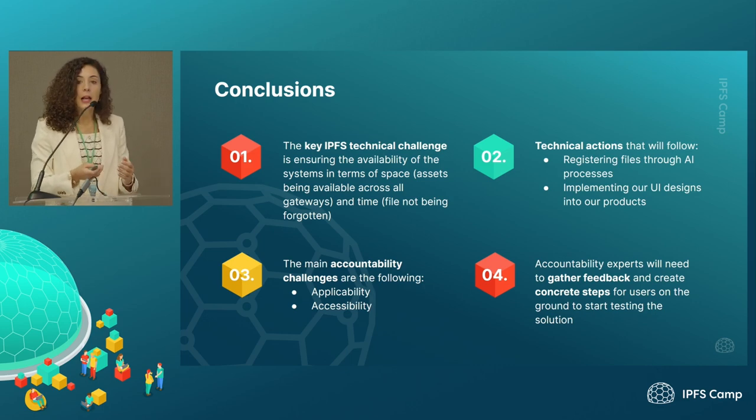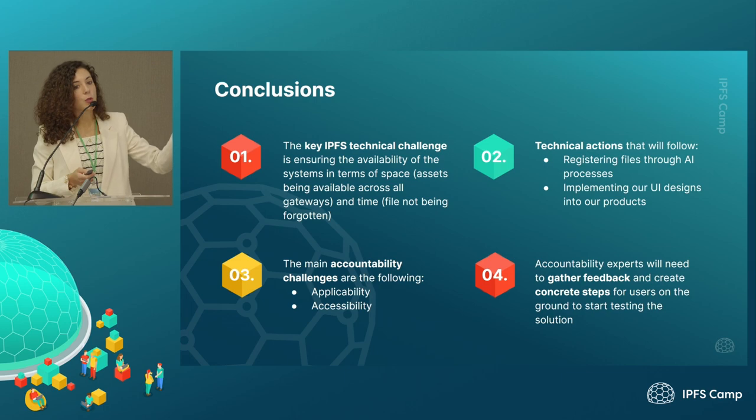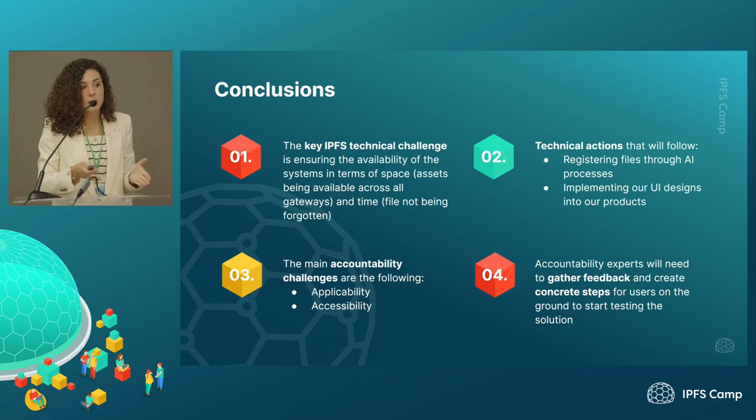Also, some technical actions that will follow, as you can imagine: we want to register the files not only in the moment of creation, as close as possible to the source, but also you've seen that we could have AI processes applied to those files. So how do we register these files in the different steps? Whenever you process this file, you want to register it. Then if you have an annotation, you want to register it again. So we would like to apply it to the different processes. And then we also want to implement this registration in other products, implementing this UI to make it more accessible.